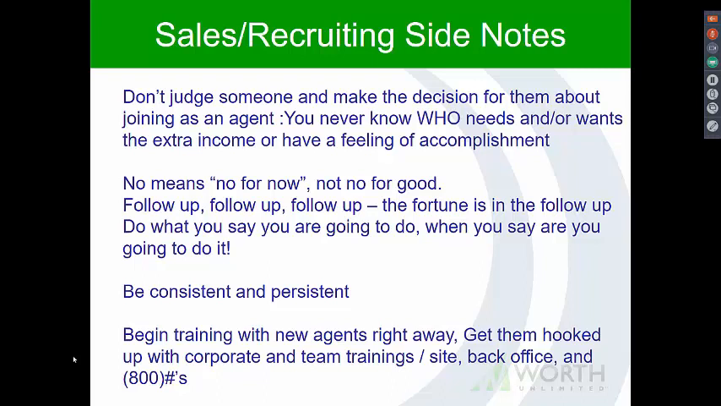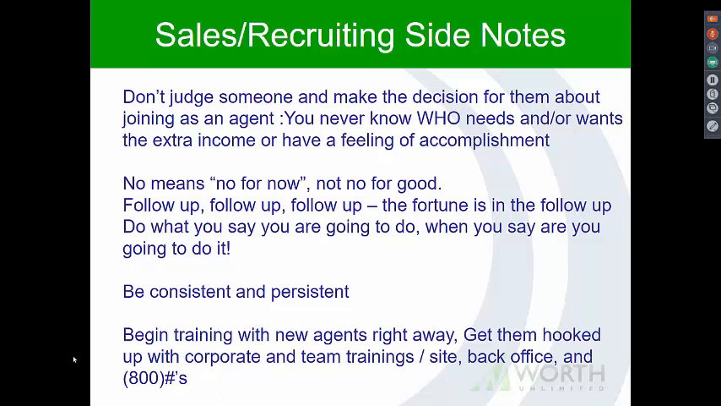What about agents? Same thing. They get in, they're all fired up. You don't follow up with them? Well, he doesn't care about me. So now they're a little less fired up. A week goes by, they forgot about me. Two weeks go by, I wish I hadn't spent the money. This is not a one and done.